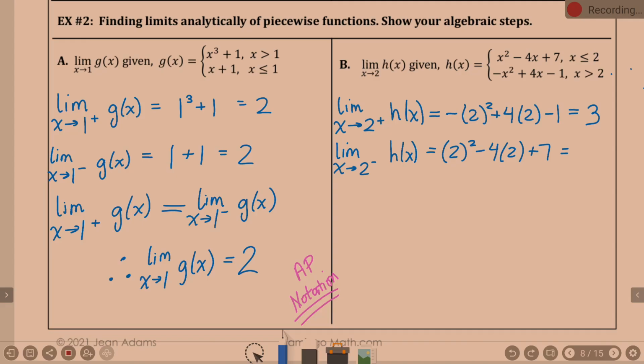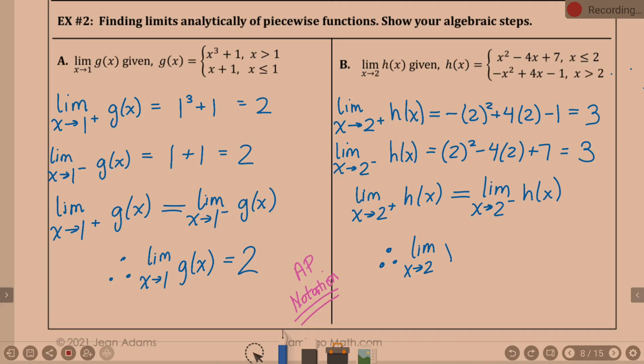You get 3. So, the two limits are equal. Therefore, the limit as x approaches 2 of h of x is equal to 3. So I am going to make the statement that the limit as x approaches 2 from the right of h of x equals the limit as x approaches 2 from the left of h of x. Therefore, the limit as x approaches 2 of h of x is equal to 3.